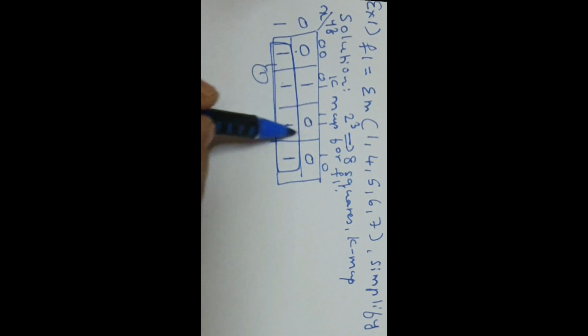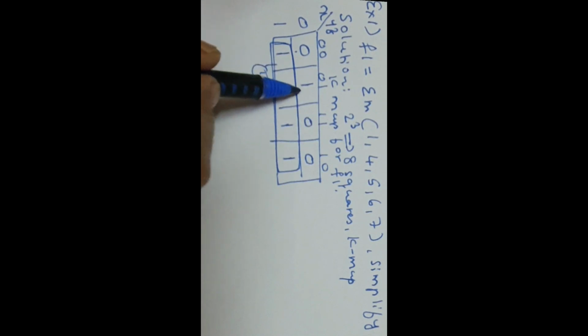So with this, can we draw an octet? No. Can we draw a quad? This quad we cannot make because 0 is here. Then we'll have to try for a pair. So this will form a group of pair. This we will call the second group.